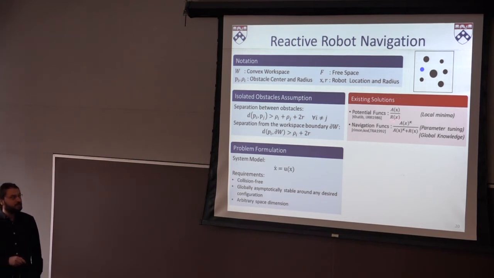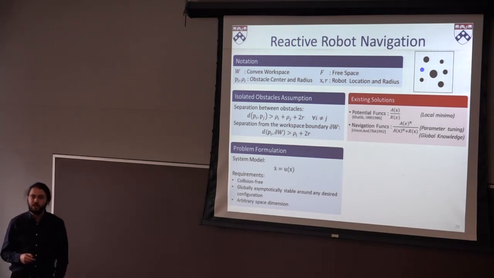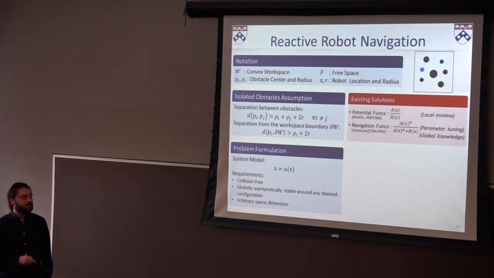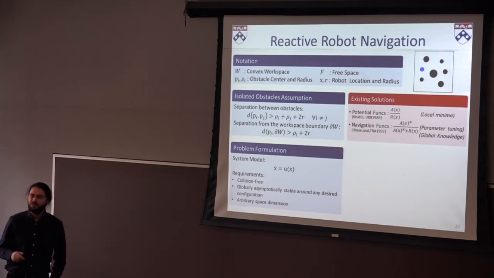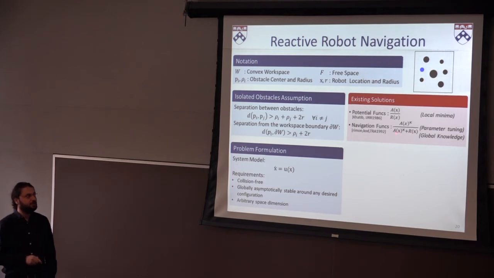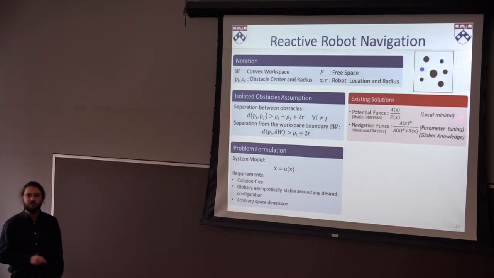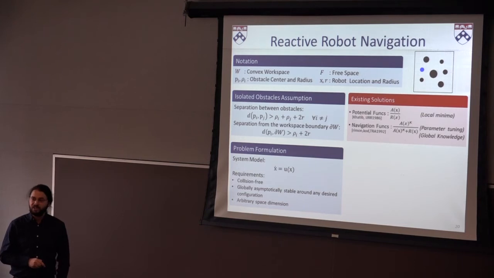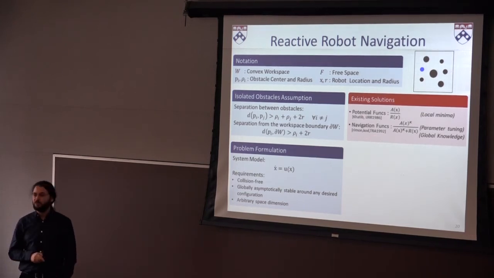They use the gradient of this potential function to navigate. But the problem is local minima. If you have a narrow passage, it really becomes critical that the attractive field and the repulsive fields are canceling each other. And navigation functions are introduced as a solution to this local minima problem. So you have a nonlinear way of composing the attractive and the repulsive field. But the problem is the parameter tuning and the global knowledge of the environment.